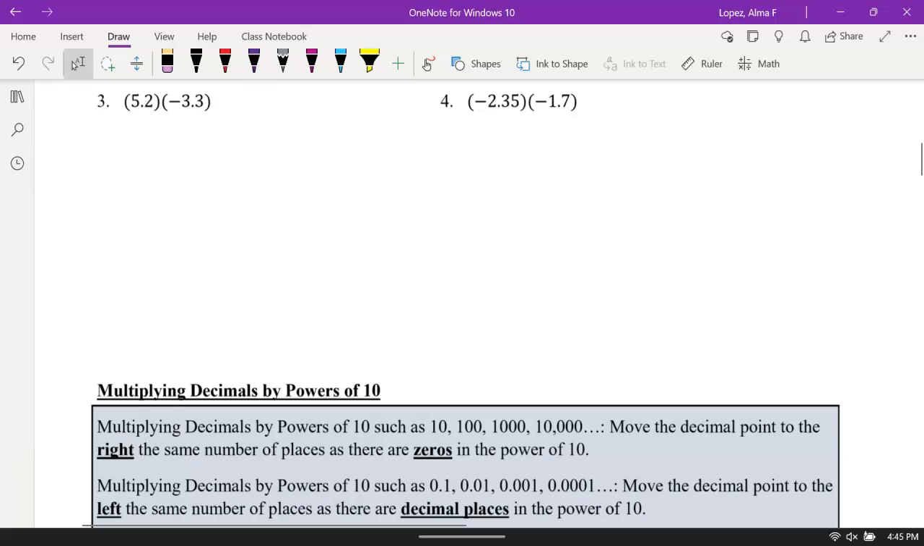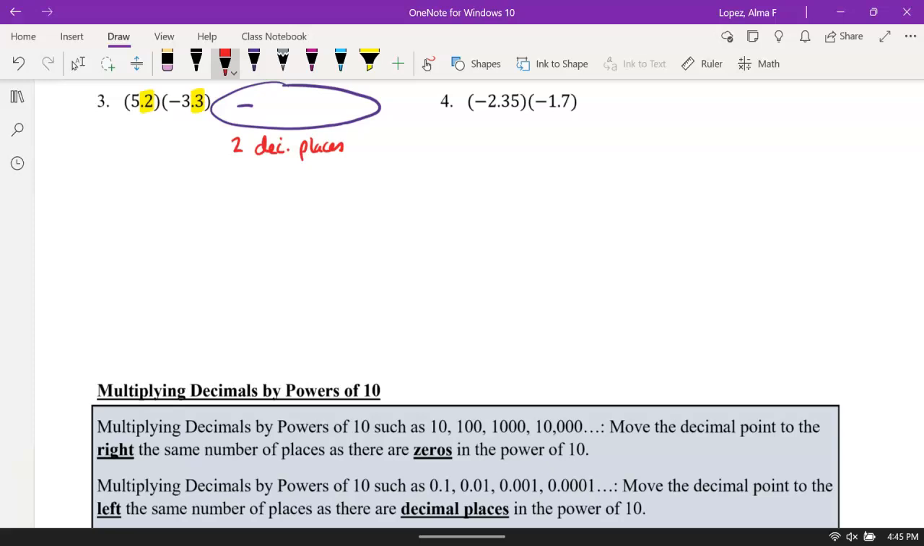Let's do it again. Now, if we have a positive number times a negative number, we know we're going to get a negative answer. Let me go ahead and erase that, and I'll just put it in. This is where our answer is going to go. I know it's going to be negative because a positive times a negative is a negative. Let's count our decimal places up. 1, 2. So I know we're going to have 2 decimals. Okay, 2 decimal places in my answer.